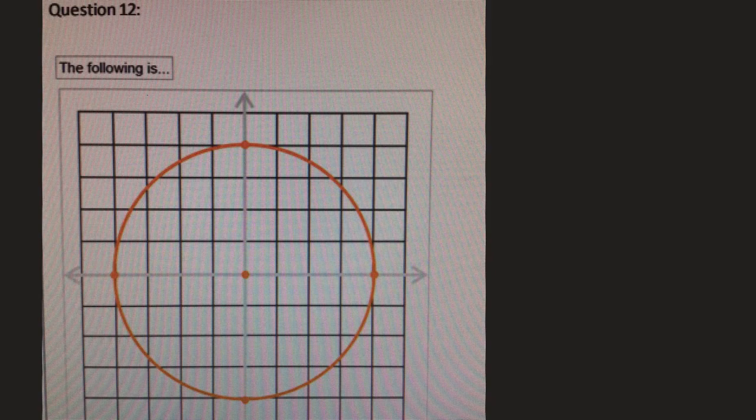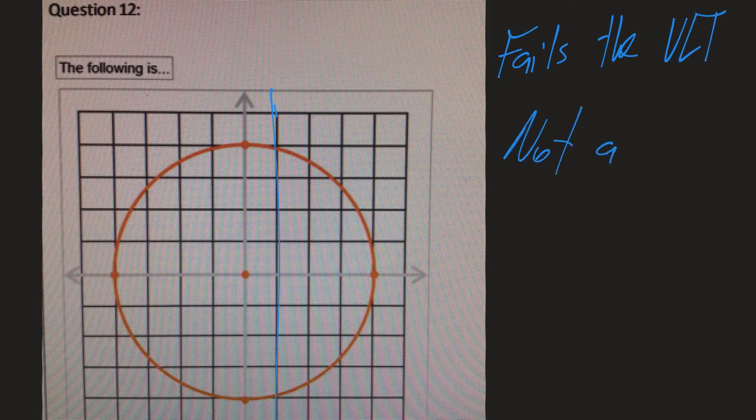All right, is this a function? I'm hoping that all of you guys giggled a little bit and just immediately drew that vertical line and said, this fails the vertical line test. And so this is not a function.